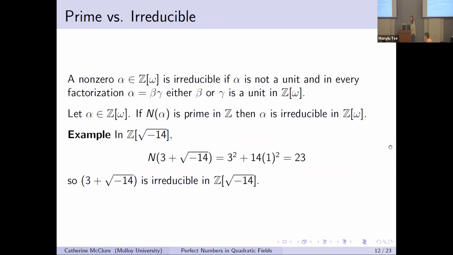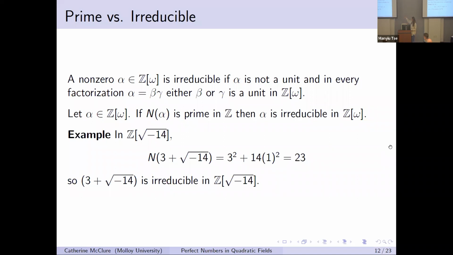So a non-zero alpha in Z[omega] is irreducible if alpha is not a unit, and in every factorization alpha equals beta times gamma, either beta or gamma is a unit in our integers. So this sounds like prime, but it's not the same. We just have irreducible right now. But if the norm of alpha is prime, then alpha is irreducible.